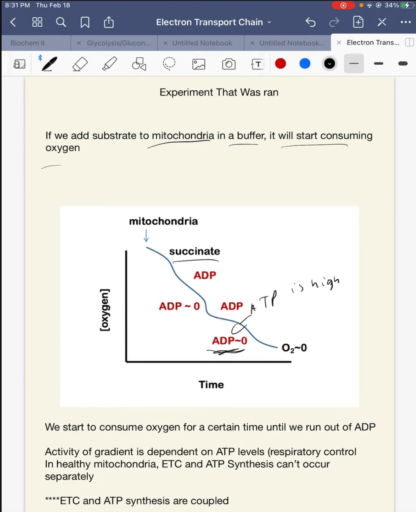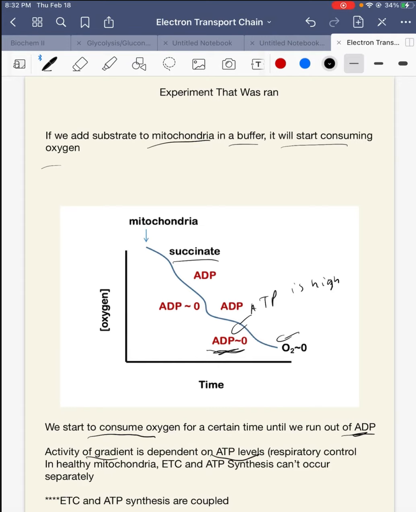The mitochondria started consuming very low oxygen. When they were first figuring this out, they were probably curious. So we start to consume a lot of oxygen for a certain time until we run out of ADP. What they ended up concluding is that the activity of the gradient that we produced is dependent on ATP levels, and that those ATP levels can actually regulate how the ETC runs.